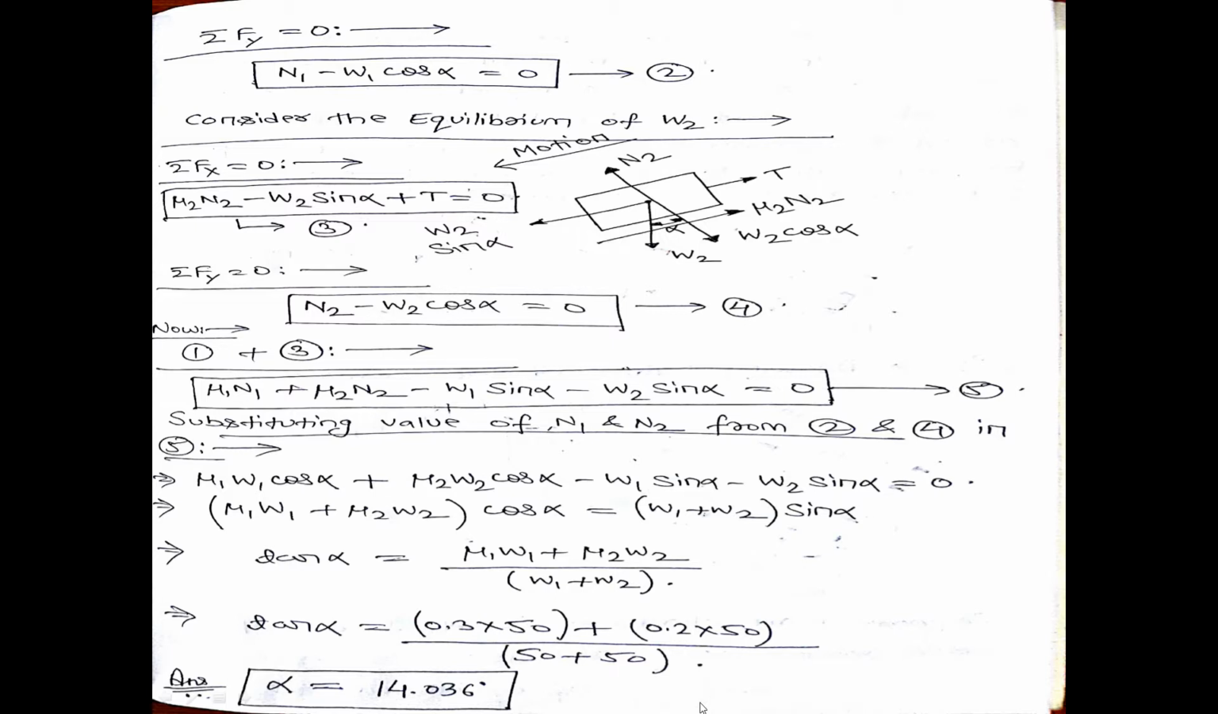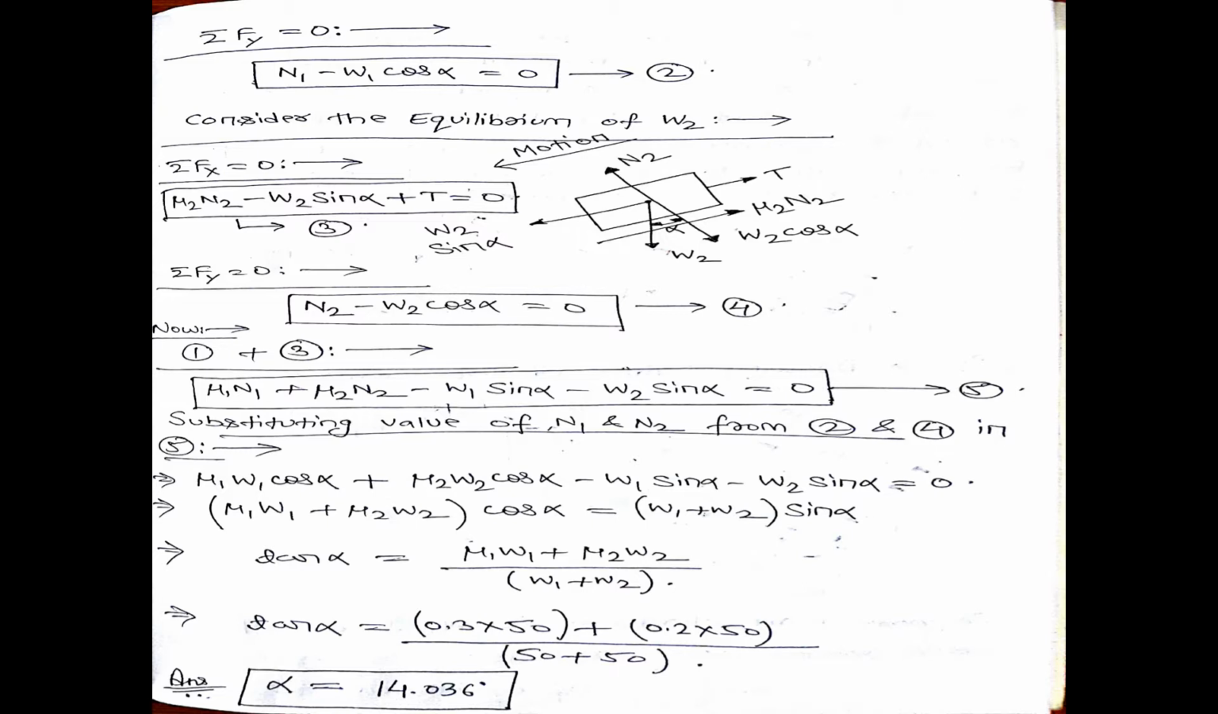Is it clear? When you add equation 1 with equation 3, minus T from equation 1 and plus T from equation 3 will cancel each other. Any doubt so far? No, sir, no doubt. Fine.